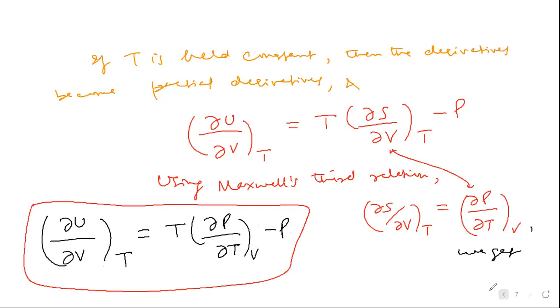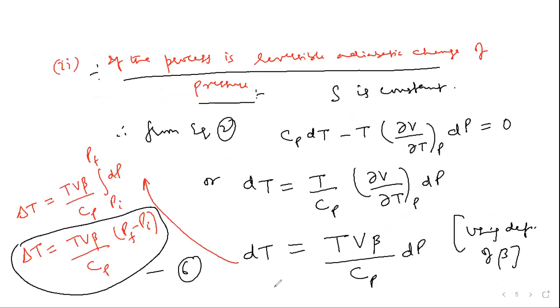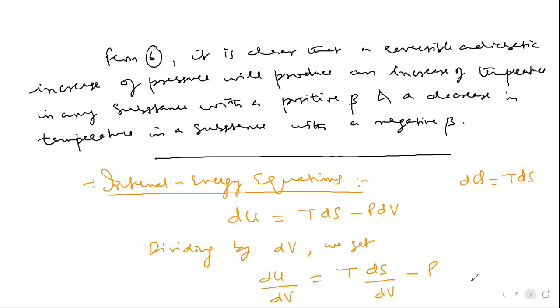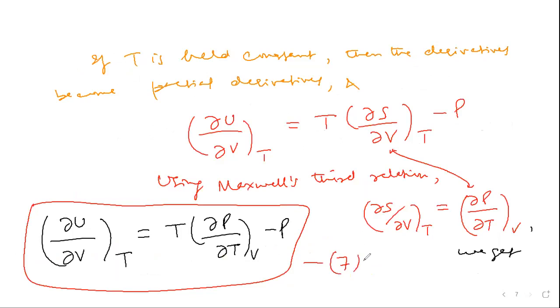and name it. Here we used number 6. So it is my equation 7. And this equation 7 is called the first internal energy equation. First internal energy equation, right?